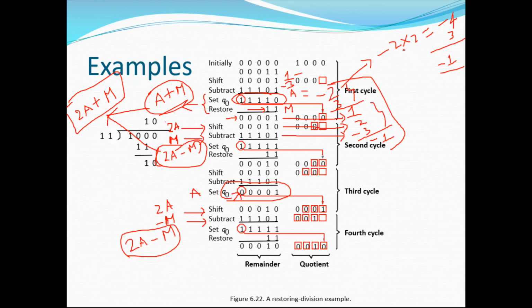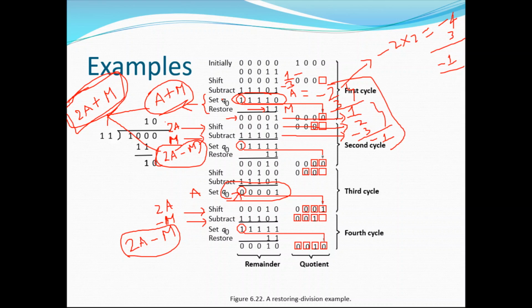So from this, what you can infer is, instead of going for these two steps, like when a is negative, first restoring by adding m and then shifting, that is, multiplying by 2, again subtracting m, instead of all these things, we can just perform one step, 2a plus m, okay? So if you do that, the number of steps will be reduced, right? So now we can refine the logic.